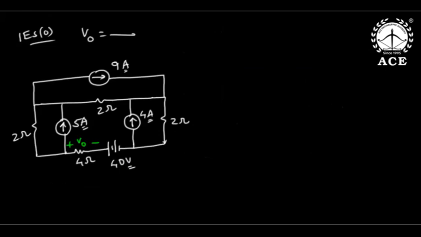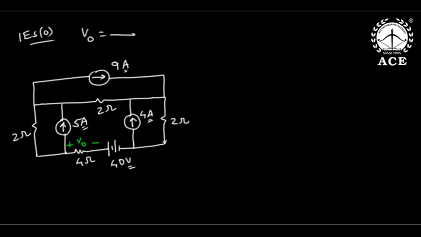But in this problem, V naught is a voltage across 4 ohms. I know it is in series to 40 volts. You may say, sir, 40 volts in series to 4 can be converted into 10 amperes in parallel to 4. No, no, because the target you should not disturb. But the remaining non-target elements I can disturb. Here, current source in parallel becomes voltage source in series.